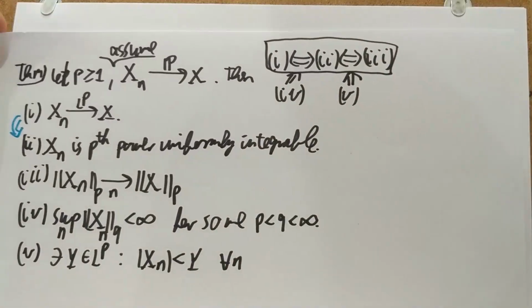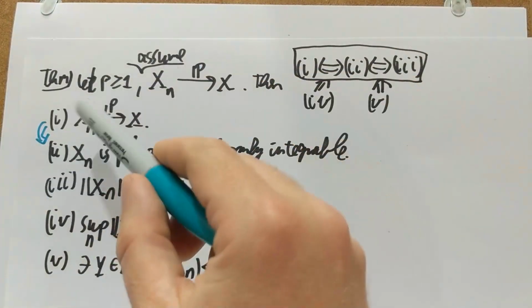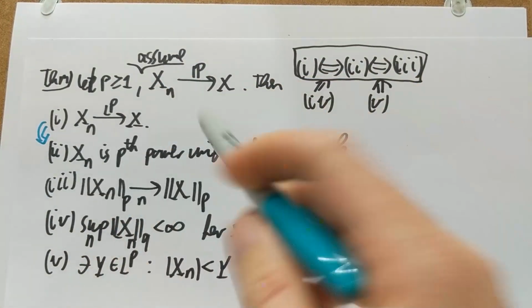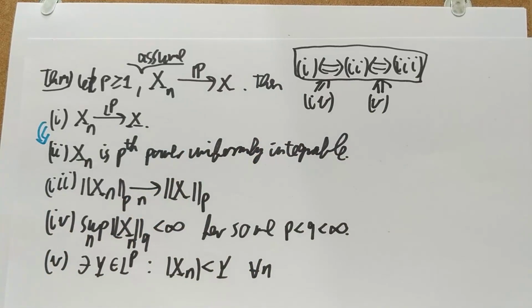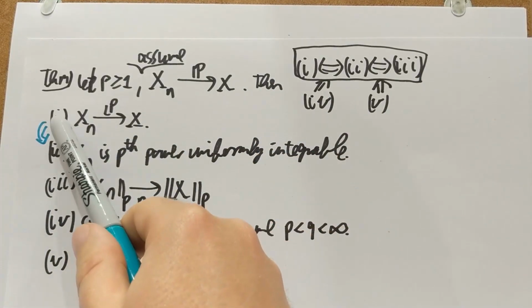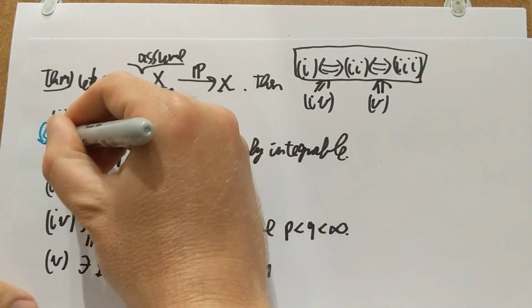Hi, here I'm doing the second piece of proof about this big theorem on uniform integrability and LP convergence. So here was the theorem we're talking about. If we have convergence in probability, then we have these statements here. One of them is LP convergence, the other is P-th power uniform integrability. And we have seen in the previous video how to prove that 1 implies 2. Now I'm going to do 2 implies 1.